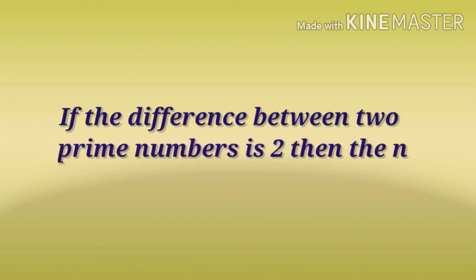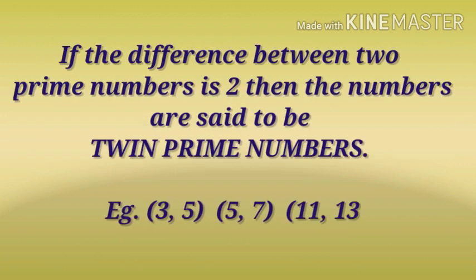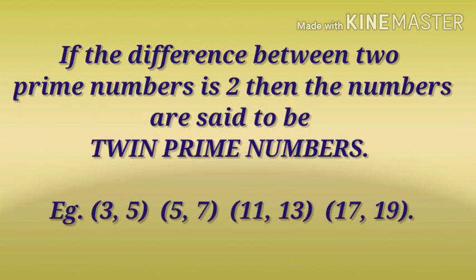Now let's move to the next, twin prime numbers. Firstly, these numbers should be prime. If the difference between two prime numbers is 2, then the numbers are said to be twin prime numbers. For example, 3 and 5, 5 and 7, 11 and 13, 17 and 19, etc. are twin prime numbers.